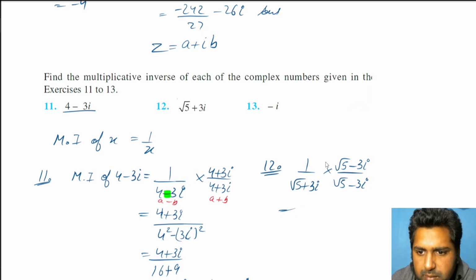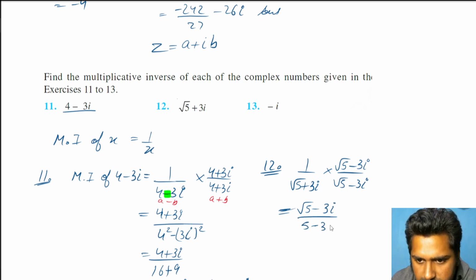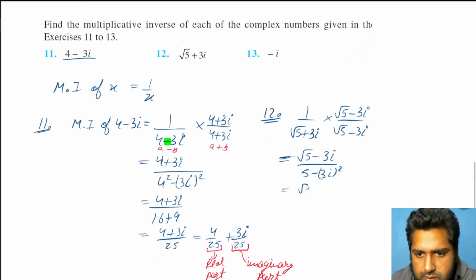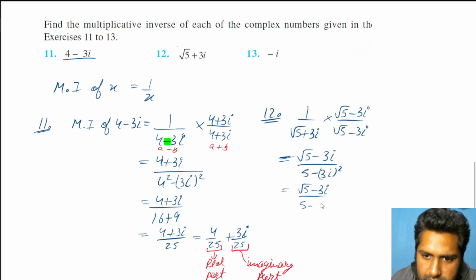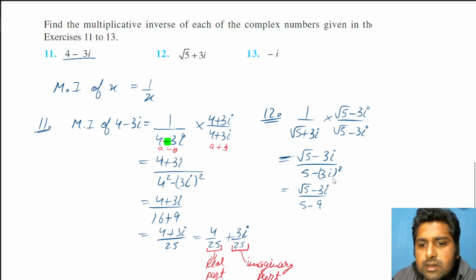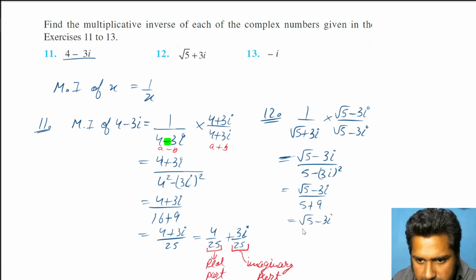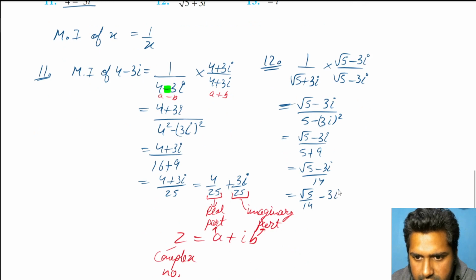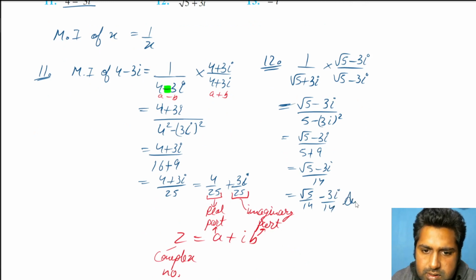Multiply with 1, so the numerator remains the same, root 5 minus 3 iota. Denominator becomes root 5 square minus 3 iota whole square. That becomes root 5 minus 3 iota upon 5 minus 3 square, which is 9, and iota square is again minus 1, so that becomes plus. So this becomes root 5 minus 3 iota by 14. And if you want, you can separate it: root 5 by 14 minus 3 iota by 14. That's your answer.